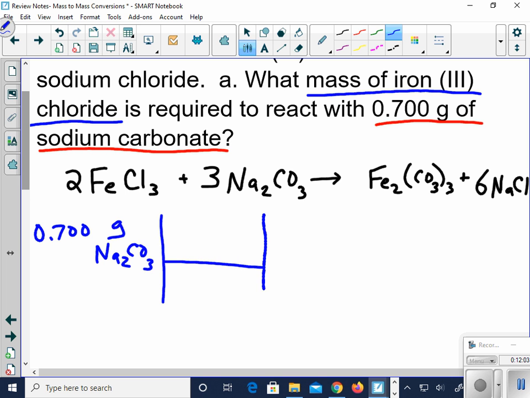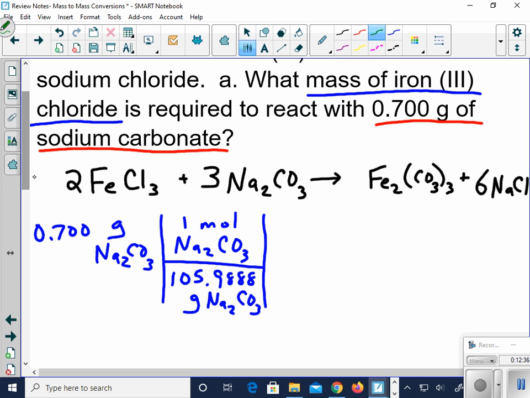My very first step is to flux capacitor that into moles. So I need to have the molar mass. Well, I've already calculated the molar mass. I know that it is 105.9888 grams of sodium carbonate, and that is 1 mole of sodium carbonate. So I get my grams to cancel. I've now converted that into moles of sodium carbonate.